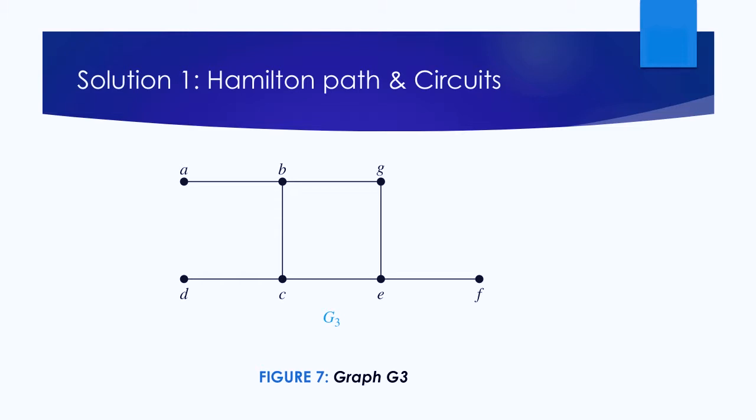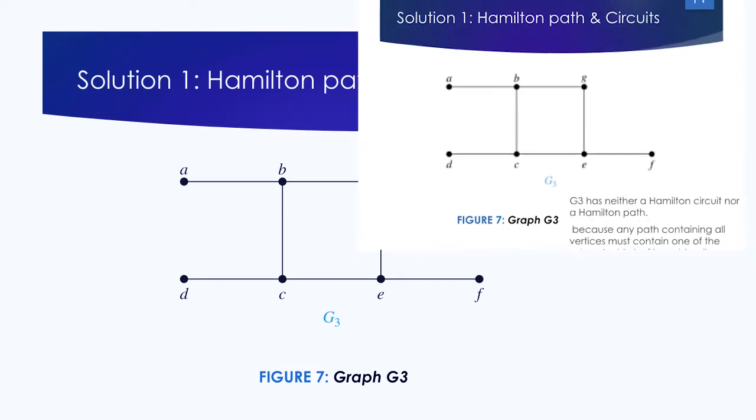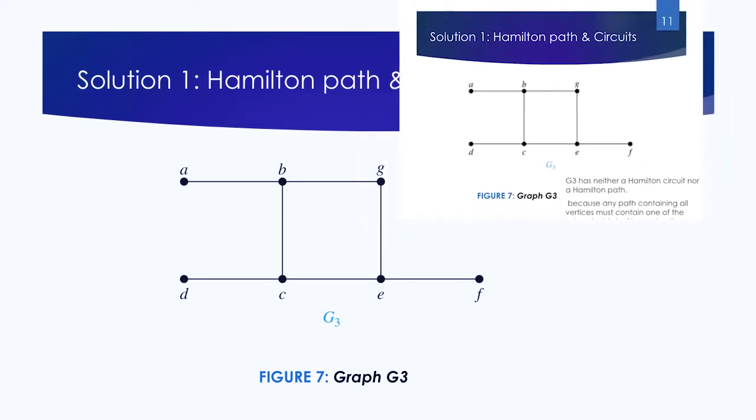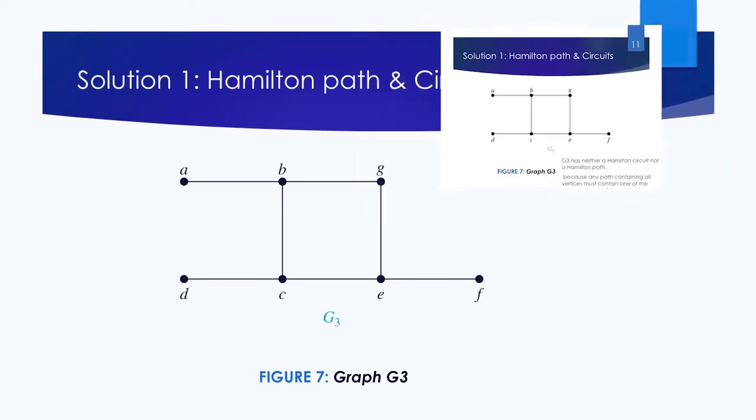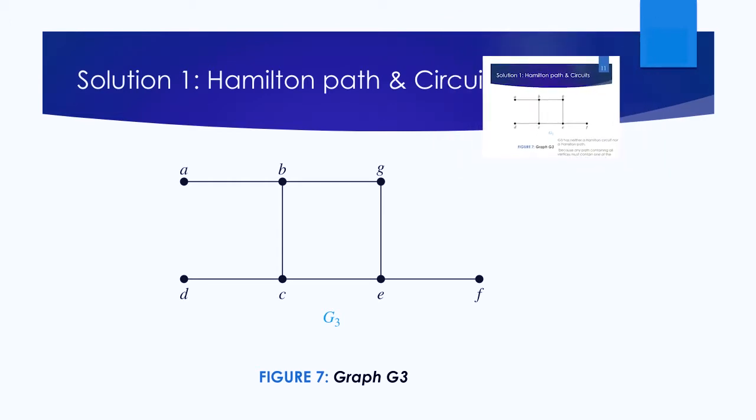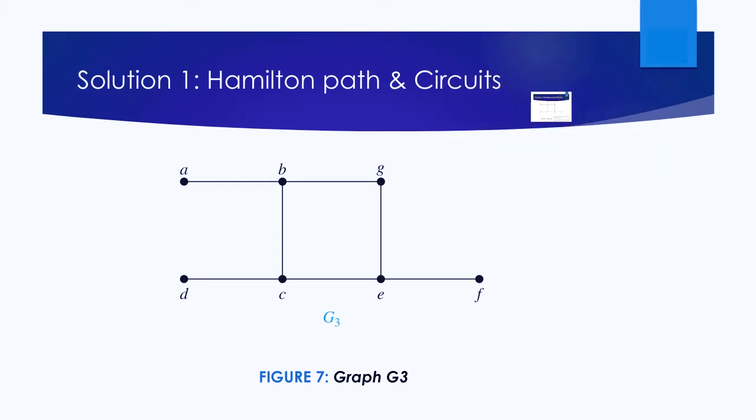G3 in figure 7 has neither a Hamilton circuit nor a Hamilton path, because any path containing all vertices must contain one of the edges A-B, E-F, and C-D more than once.